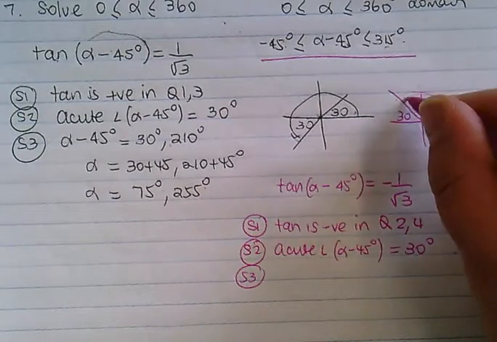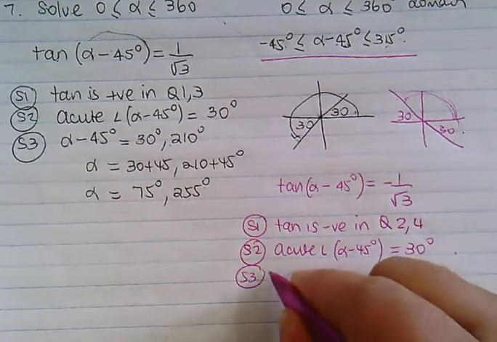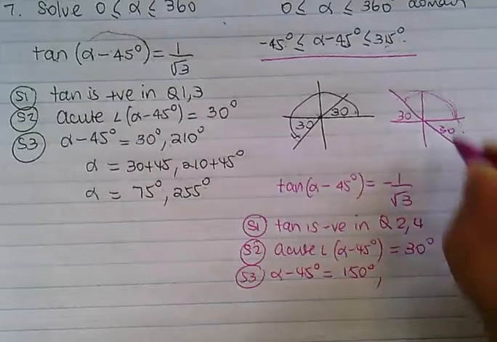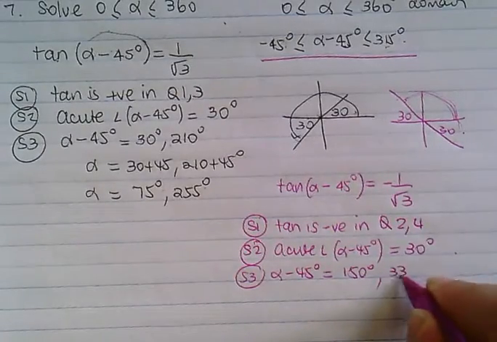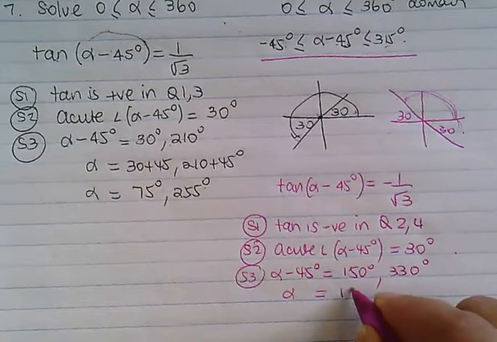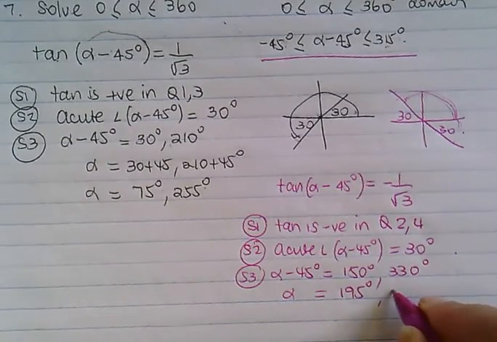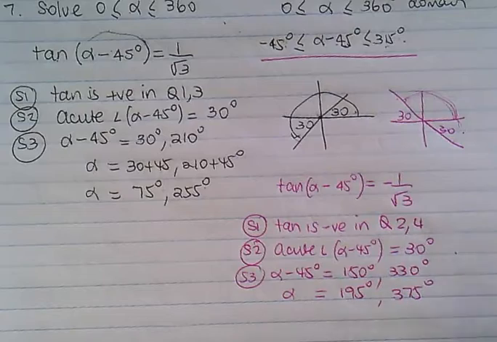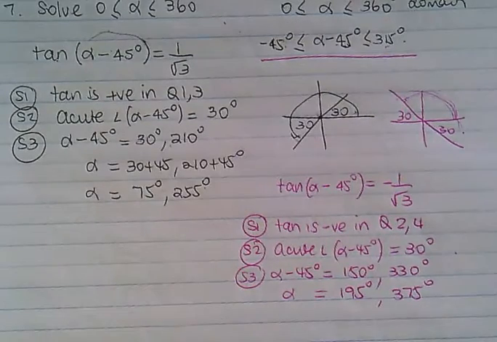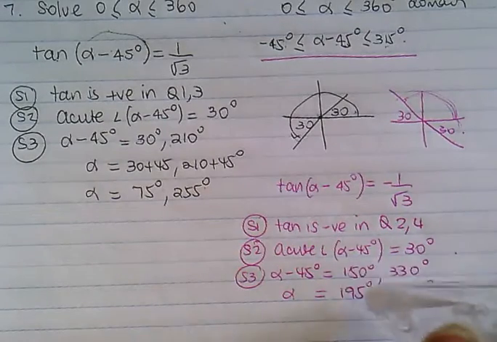Yeah, I got 150. So alpha minus 45, this one works, it's fine. 150 and 330. And alpha is adding 45 onto each of these. 195, 375. Ooh. Now, I've got a problem actually. Yes, I've got a problem. Right, stop for a sec. Yes, this is a great example.